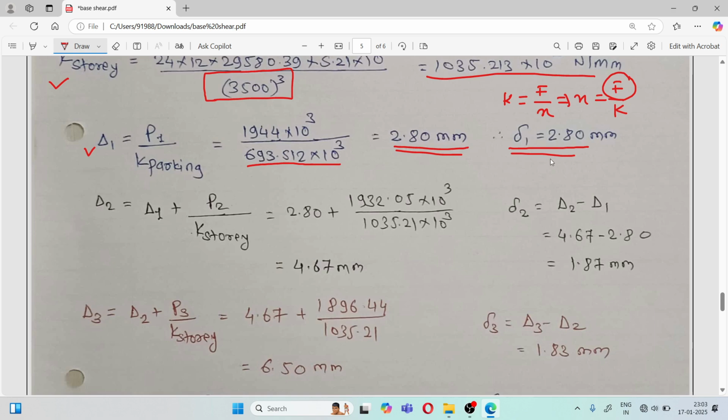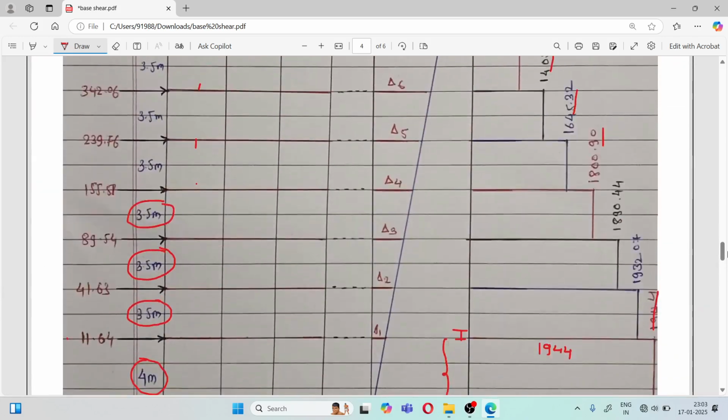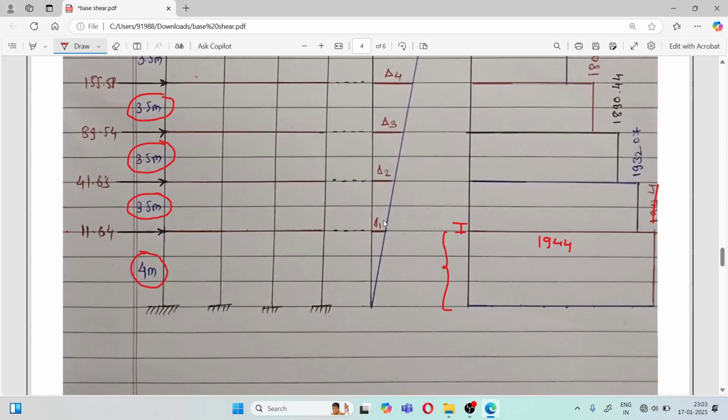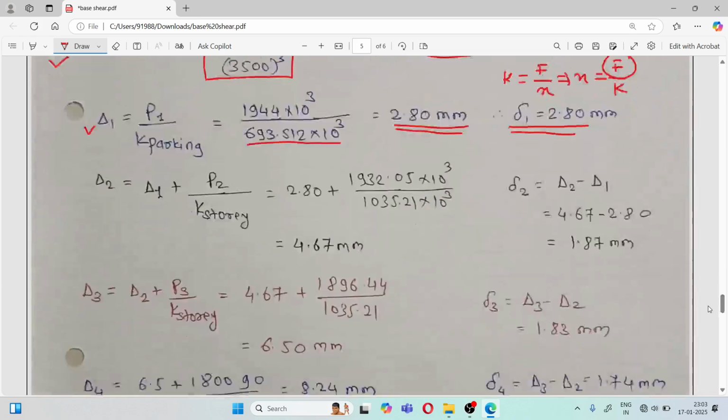So drift is also 2.80, because if you see the figure, here delta 1 is 2.80, and drift means what? Drift is relative, meaning the base is fixed. That's why 2.80 minus 0. Drift is relative. Okay, that's why it is equal to 2.8. Let's go ahead.